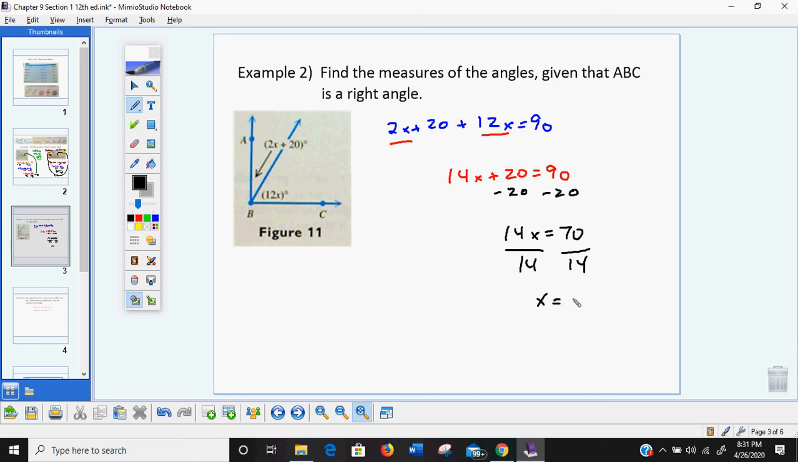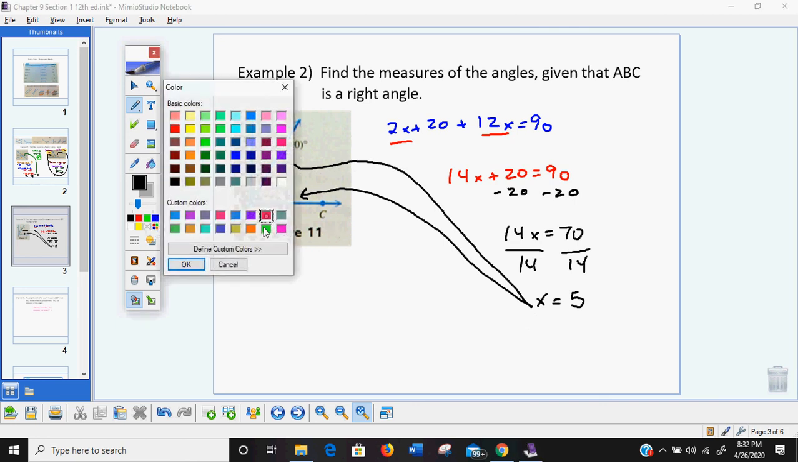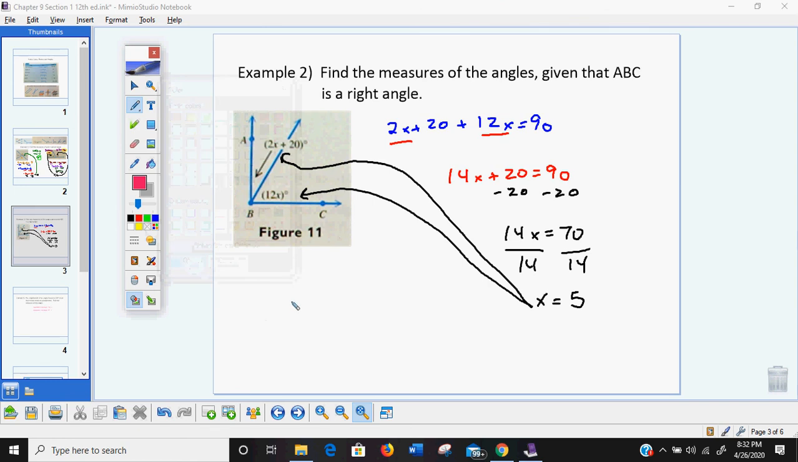Now remember, we have to plug that back in. We have to take that and plug it back into both angles here. So the final answer isn't 5. The final answer is going to be 2 times 5 plus 20, and that gives me 30. And then 12 times 5 is going to give me 60. And that would be the final answer for that right angle.